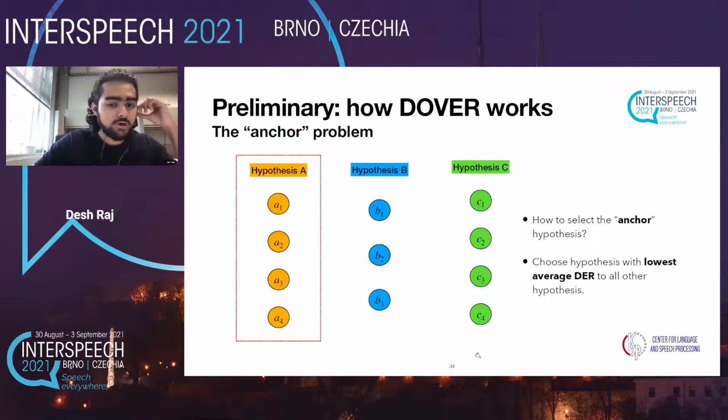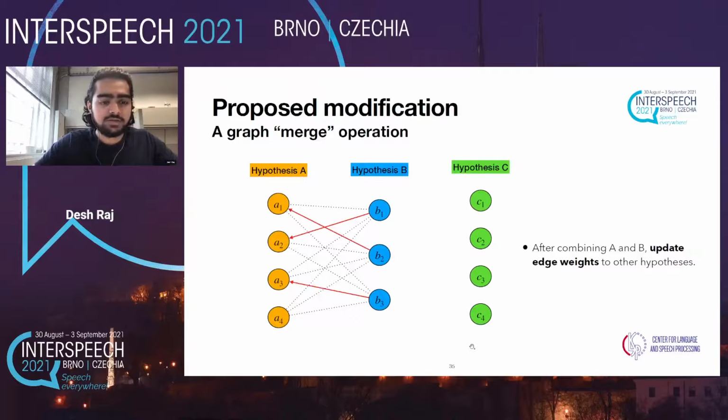However, this creates a problem, which is called the anchor problem. When we are mapping, we do not know which hypothesis we want to map all the others to. What DOVER does to solve this is just choose the hypothesis which has the lowest average DER to all the other hypotheses. In this case, for example, if hypothesis A is that hypothesis, then both B and C would be mapped to hypothesis A. But this is an arbitrary solution, and it does not provide any guarantees.